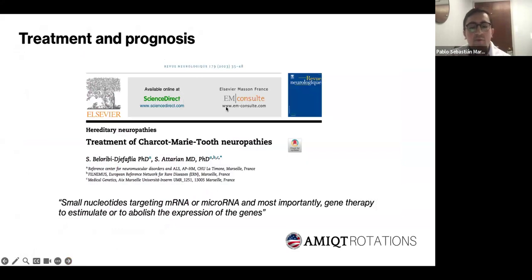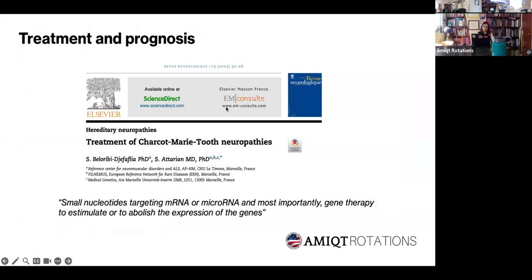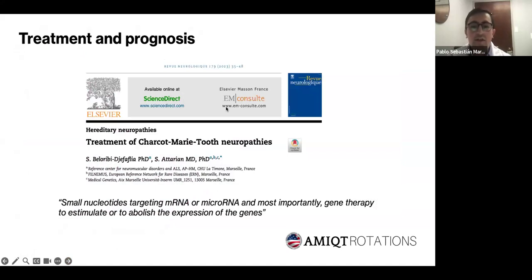What about the treatment for a patient with CMT? The management of CMT is currently supportive. Sadly, there is no curative treatment for CMT. The management of CMT includes occupational therapy, physical therapy, some painkillers, and muscle relaxant drugs for the spasms and cramps in muscles, but there aren't any definitive treatments.